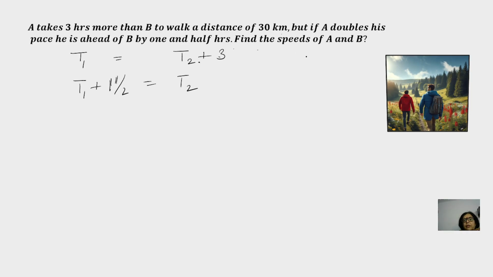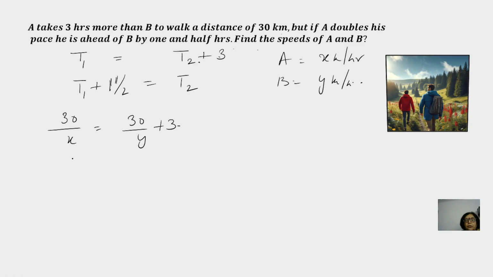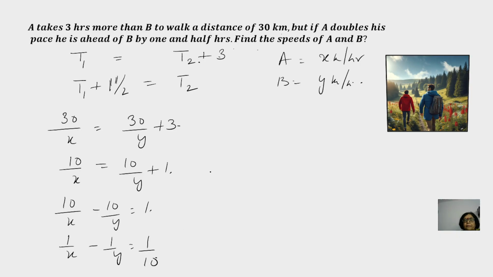Supposing the speed of the person A is x kilometers per hour and B has a speed of y kilometers per hour. So A takes 3 hours more than B to walk. So here if I put T1, I'll get 30 by x is equal to 30 by y plus 3. Take out 3 common, so you're left with 10 by x is equal to 10 by y plus 1. Or we can write it as 10 by x minus 10 by y is equal to 1. Or 1 by x minus 1 by y is equal to 1 by 10.